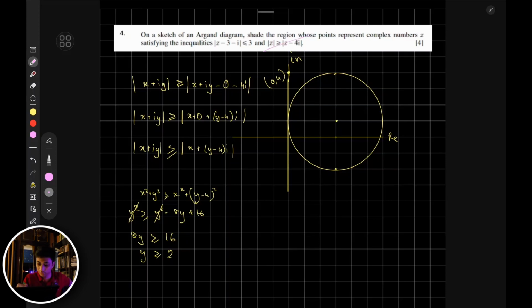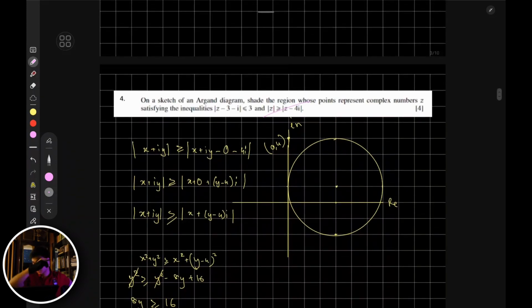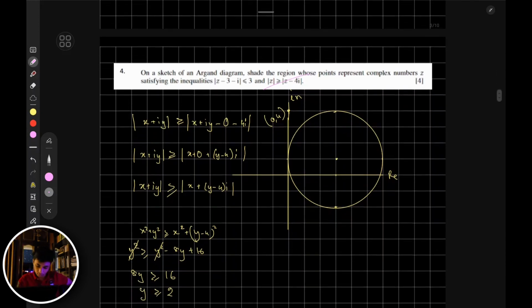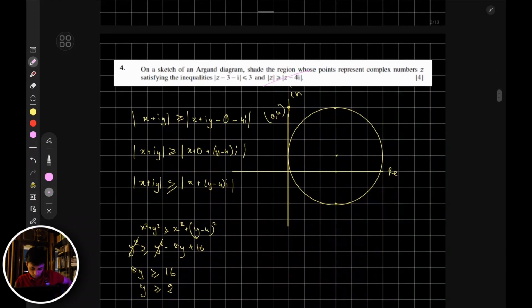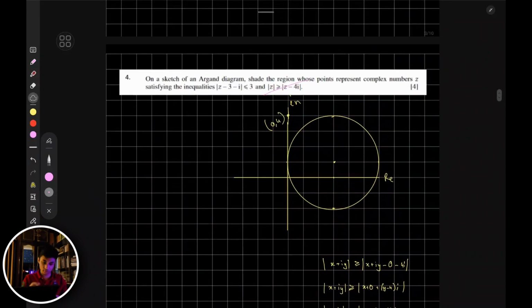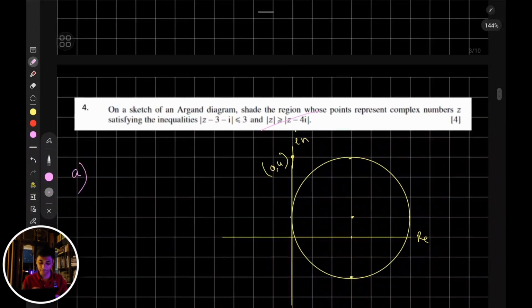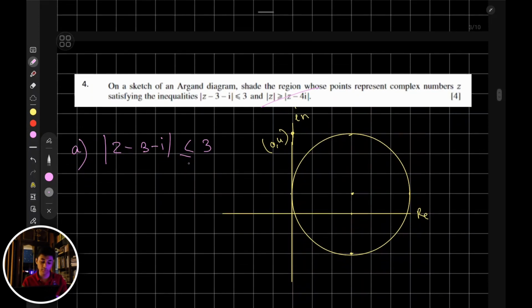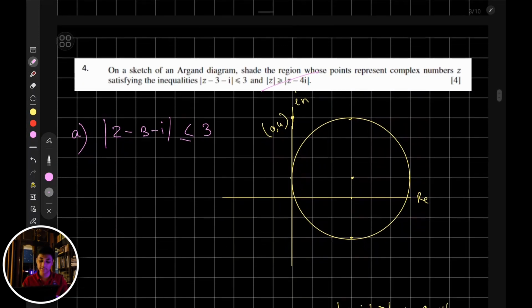Okay, let's start off with this part. Oh, this is the second part, sorry. Okay, so first part, for A, they're telling you the modulus of z minus 3 minus i is always less than or equal to 3. So this is the same as before, but basically they've introduced a new sign, less than or equal to 3. Basically the radius can be 3 or less than or equal to 3.